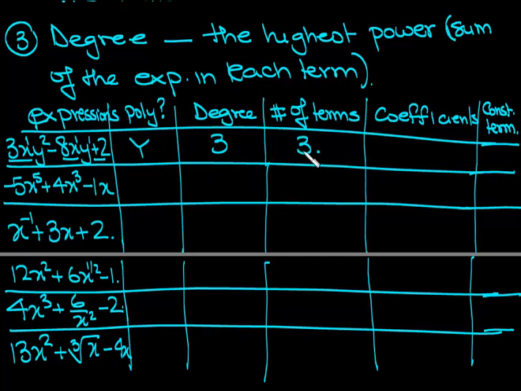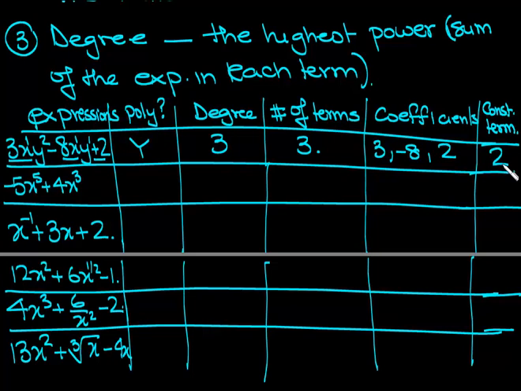Okay, it seems like all of the expressions I picked had 3 terms, so let's make this something like that. The coefficients are the numbers in front of the variables. In this case they are 3, -8, and 2. And the constant term is a term that doesn't have a variable in it, which is 2.